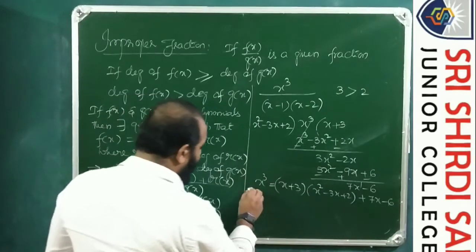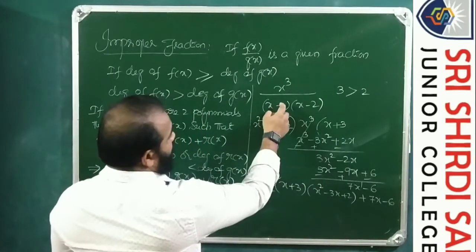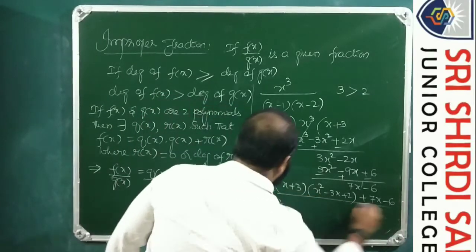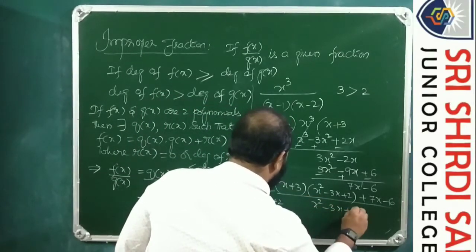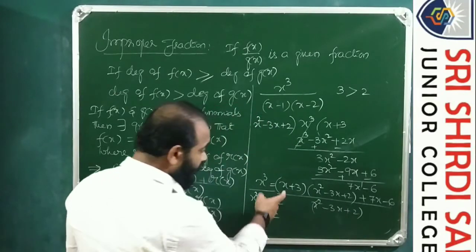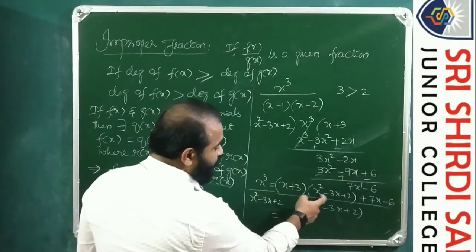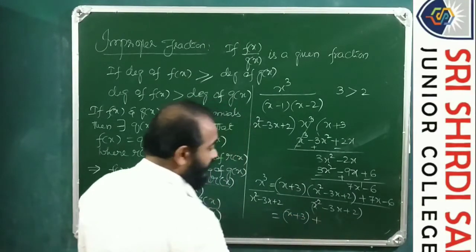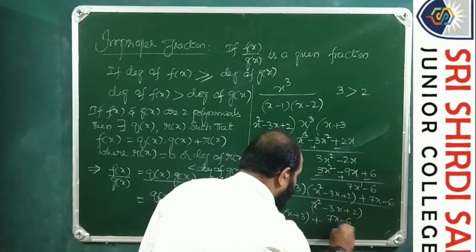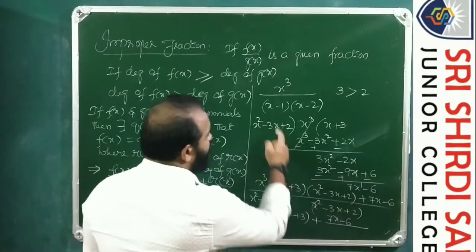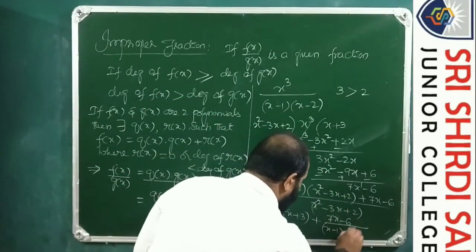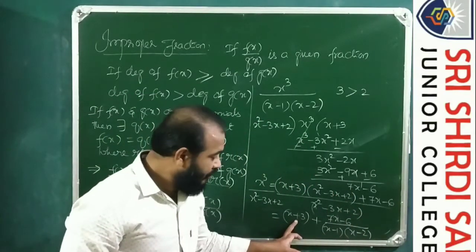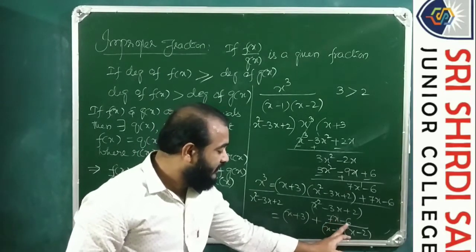So if we divide with x square minus 3x plus 2 on both the sides, this is x plus 3 into x square minus 3x plus 2 by this, which is x plus 3, plus 7x minus 6 by x square minus 3x plus 2, which is x minus 1 into x minus 2. So we got x plus 3 to be the polynomial, and this is 7x minus 6 by x minus 1 into x minus 2.